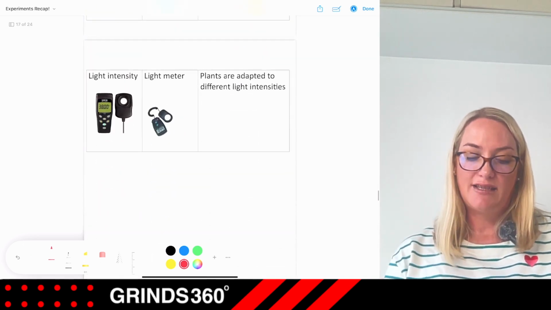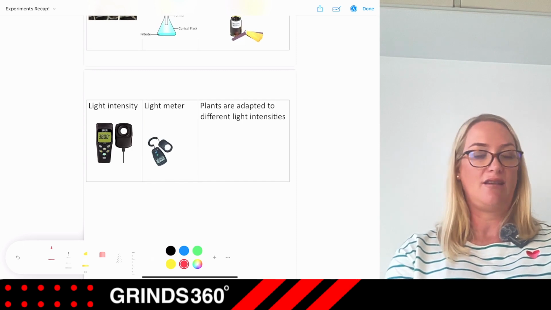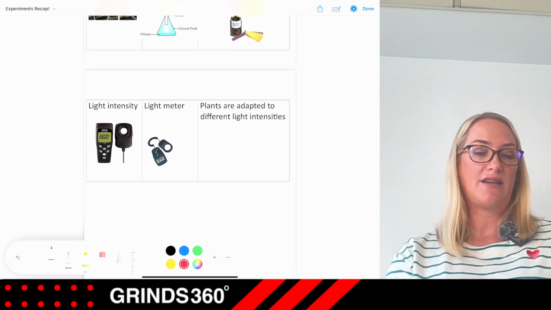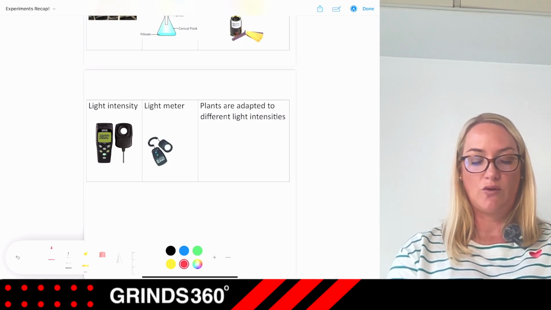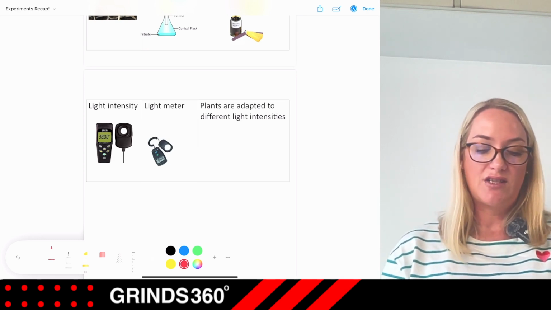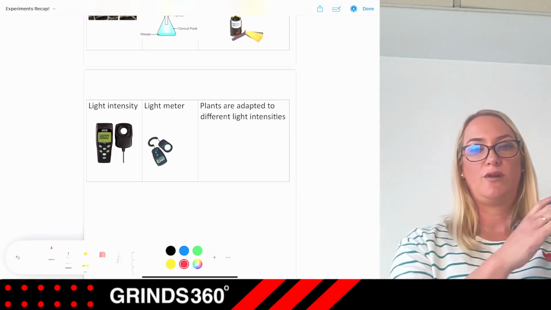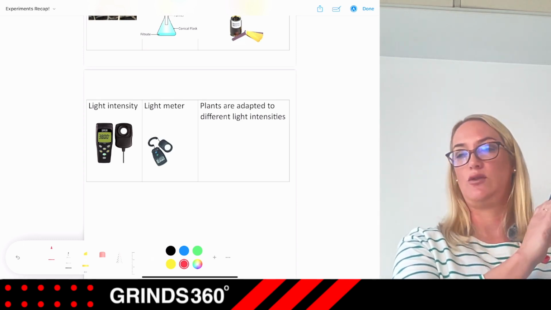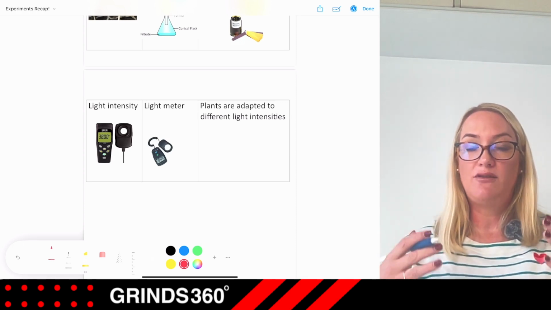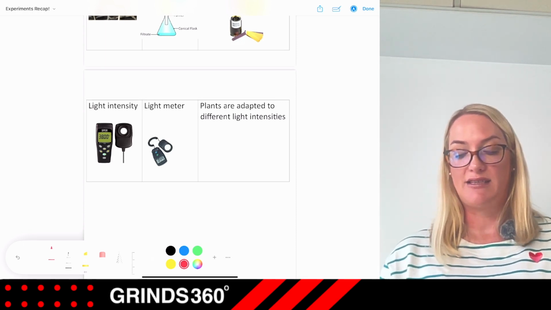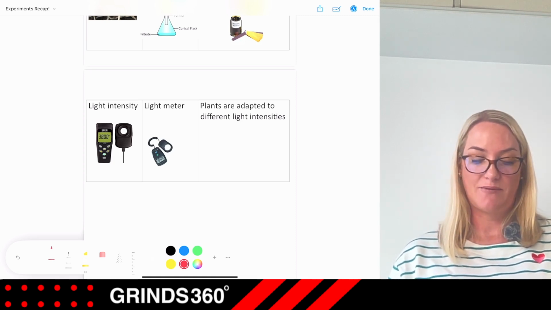And then you have light intensity. So here I have an example of a light meter. So open it up, expose it to the light, record it there for 5 minutes. Open it up to the light, leave it there for 5 minutes and record. And I would encourage my students when they're doing light intensity to go to 3 areas. One that's in the light, one that's in the shade, and one that's exposed to a bit of both. So how does light affect, what's the influence of light within your habitat? So plants are adapted to different light intensities.